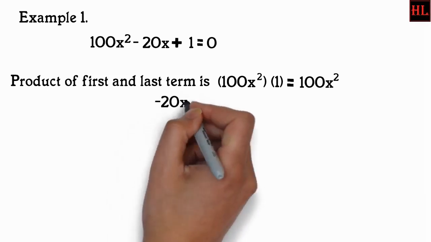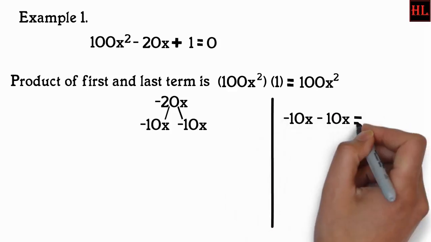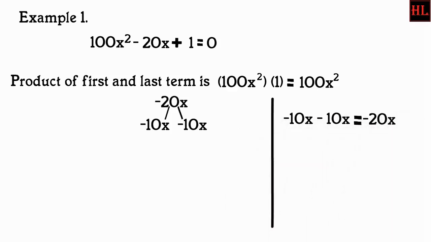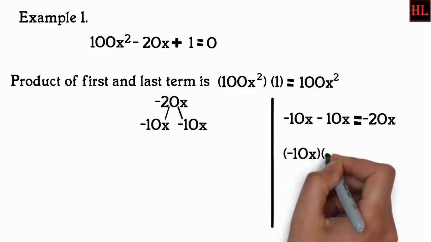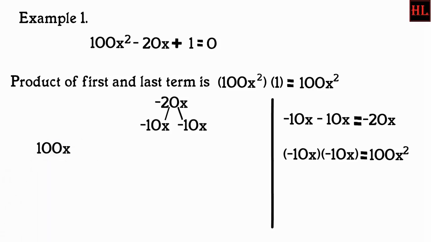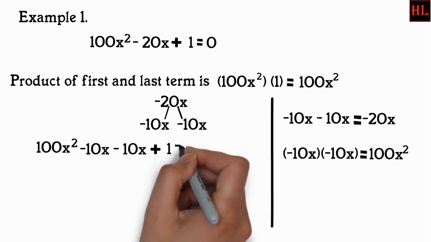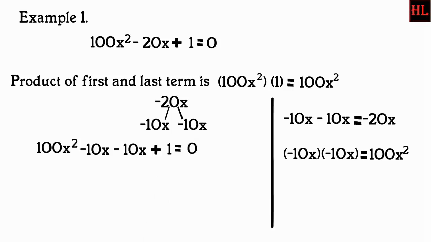So we can split the middle term minus 20x into minus 10x and minus 10x. We know that when we'll add minus 10x with minus 10x, we'll get minus 20x, and the product of minus 10x and minus 10x will be equal to plus 100x square. Now we can write our given equation as 100x square minus 10x minus 10x plus 1 equal to 0.